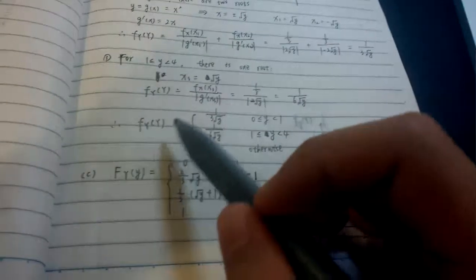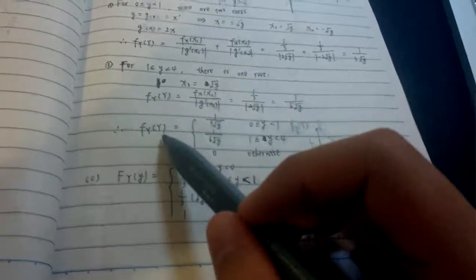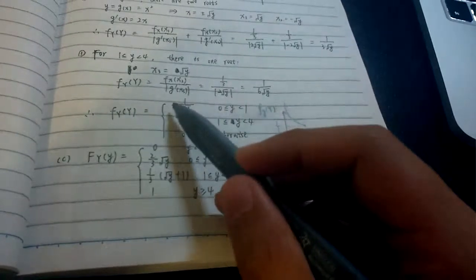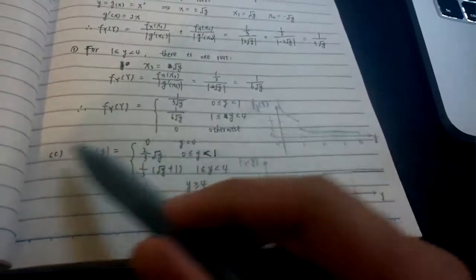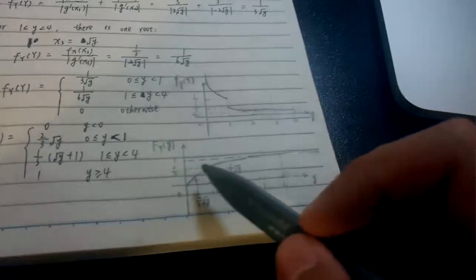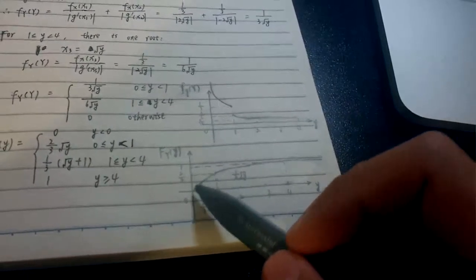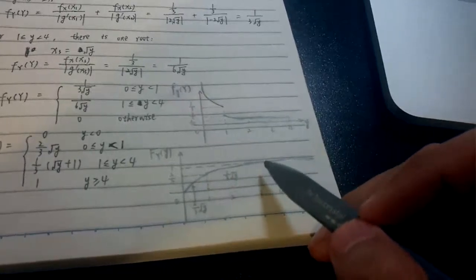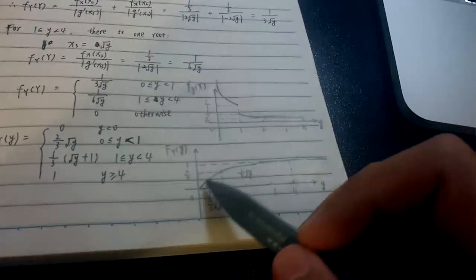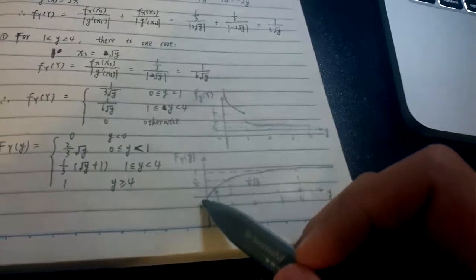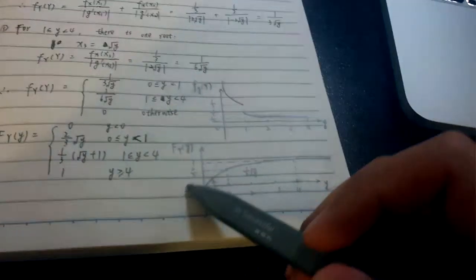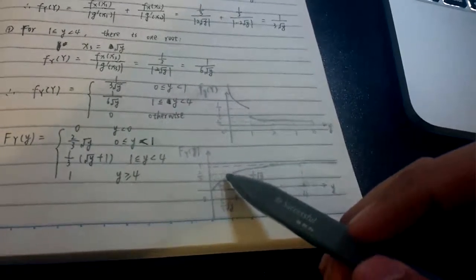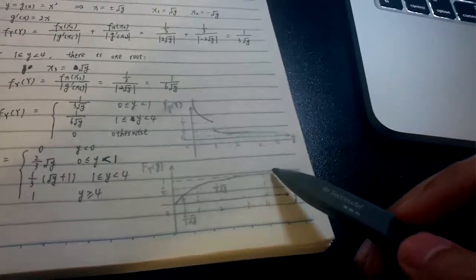And the next part is to find the capital F_Y. Capital F_Y, as we know, is the integral of f_Y. We can integrate these 3 parts, and we can get this conclusion. And this is the F_Y image. We can see this is the first part, and this is the second part. Oh, sorry, this is the second part, and before y less than 0, it is 0. So this is the first part, this is the second part, this is the third part, and the last part is 1.